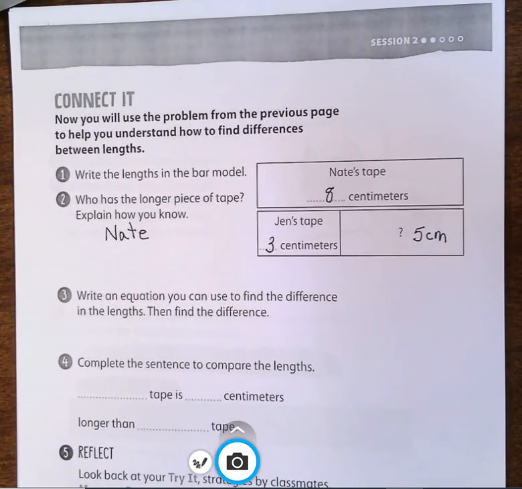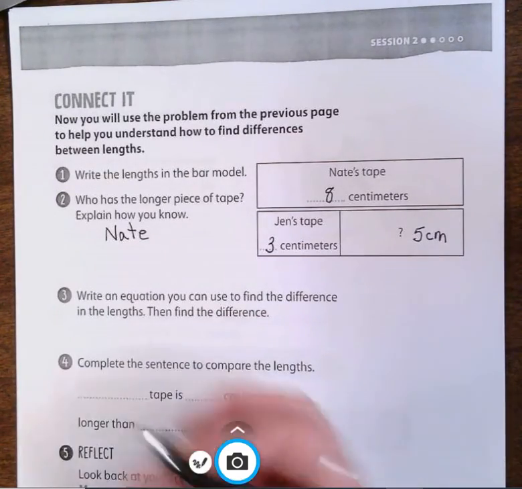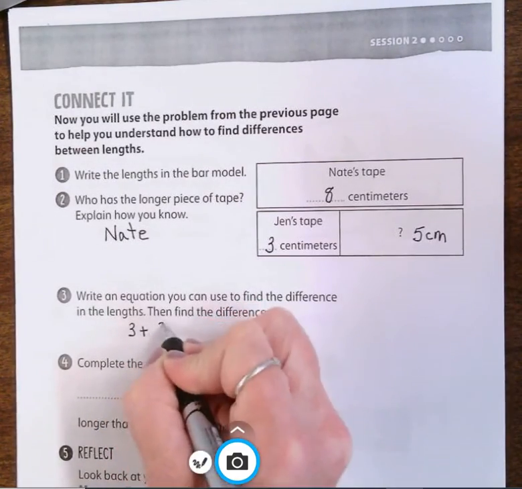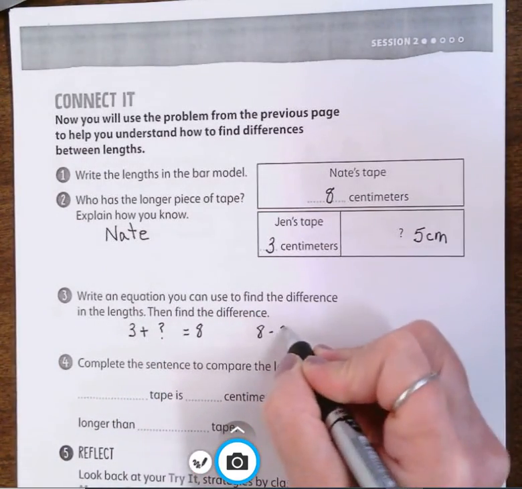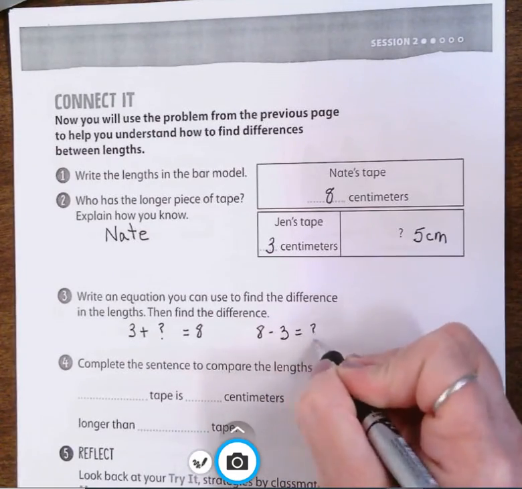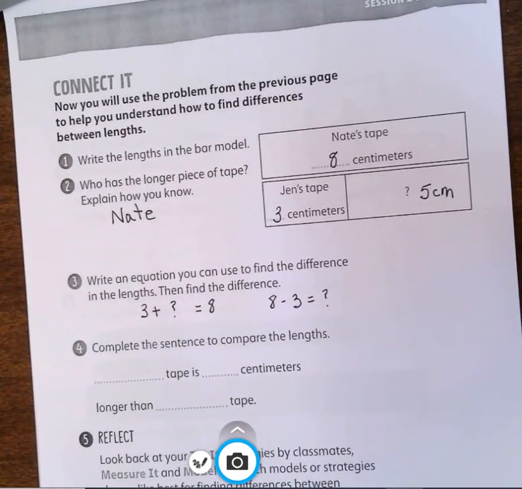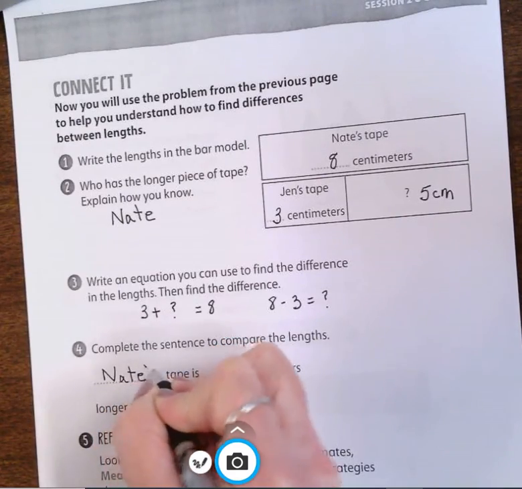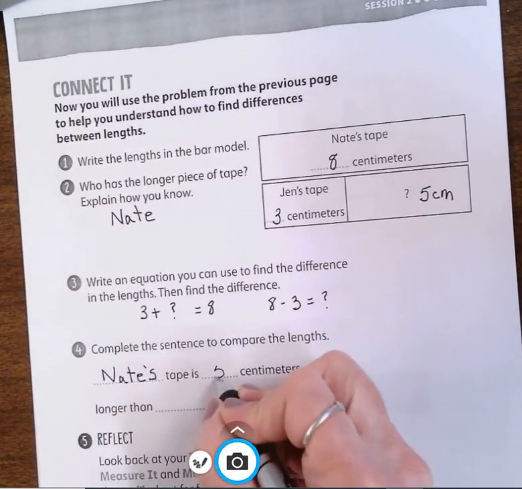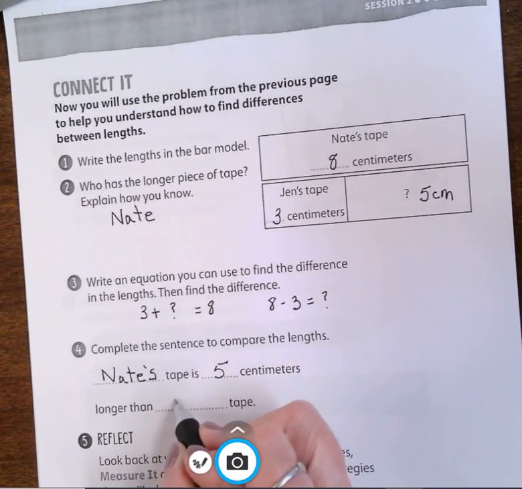Okay, now we're going to write an equation you can use to find the difference. So we could do a couple of ways. We could do 3 plus what equals 8, or we can do 8 minus 3 equals what. Now it says to complete the sentence. So we would say Nate's tape is 5 centimeters longer than Jen's.